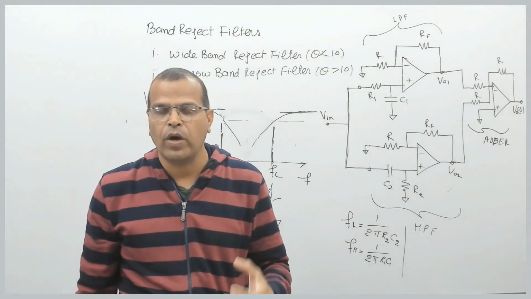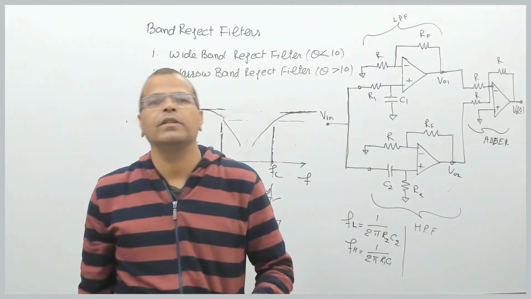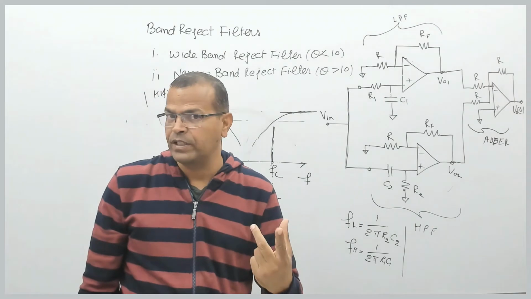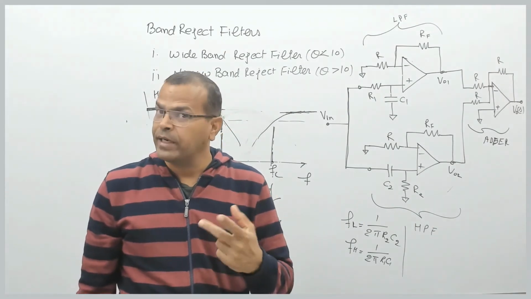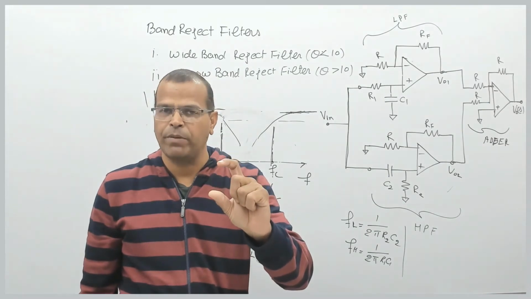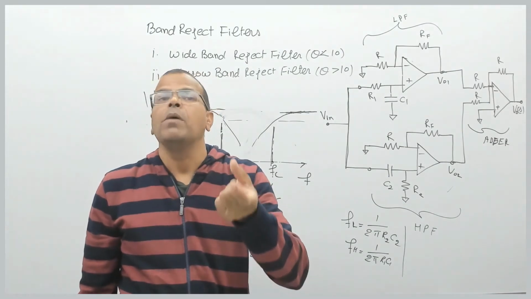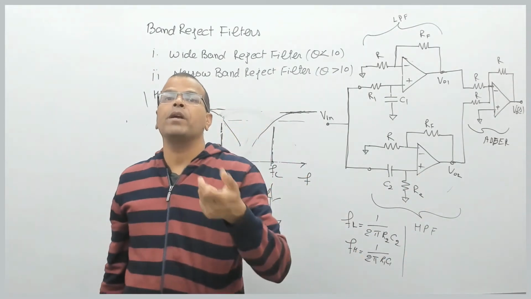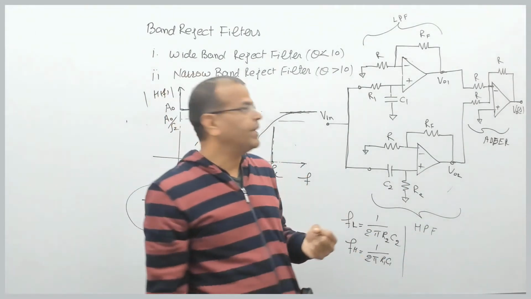So that is how I can use a low pass filter and high pass filter for rejecting a certain band of frequency. Similarly, by connecting a low pass filter and high pass filter in cascade, you can see my video on wide band pass filter. By connecting these two filters in a cascade, I can implement a wide band pass filter.